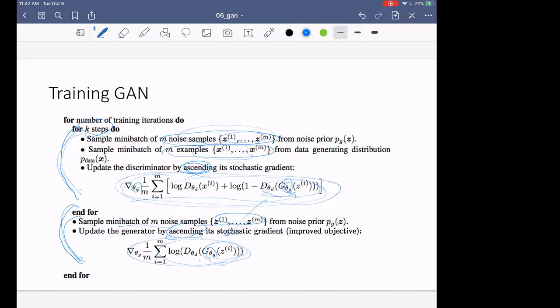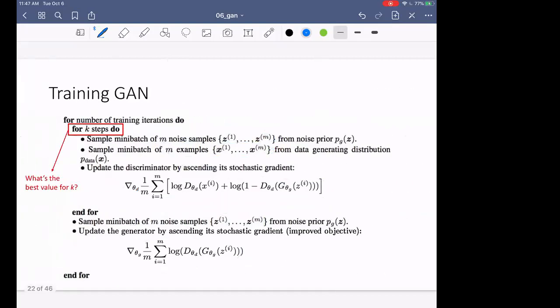I hope that just by looking at the pseudocode, you can actually copy this into PyTorch code. Setting the appropriate number of k steps is kind of the key. Like, what's the best value for k? How many times do you want to update your discriminator before moving on to updating your generator?